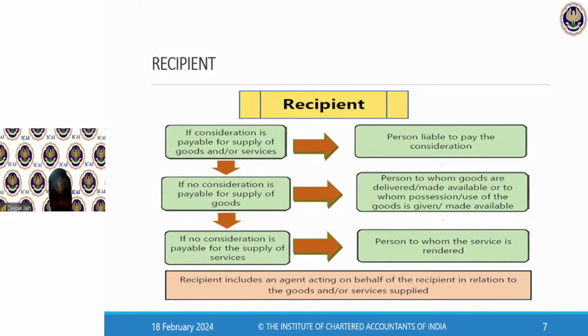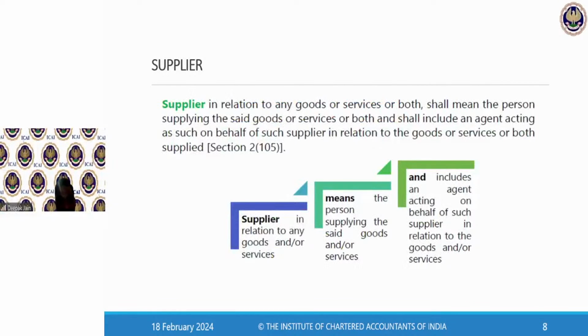Okay, let's proceed further. We understood recipient. Now we'll move to the supplier. Who is the supplier? Supplier in relation to any goods or services or both shall mean the person who is supplying the said goods or services and also includes an agent. Like how for a recipient, agent is included, like that for supplier also agent is included. So any agent selling on behalf of the principal, the principal is the supplier. It shall include an agent acting as such on behalf of such supplier in relation to the goods.